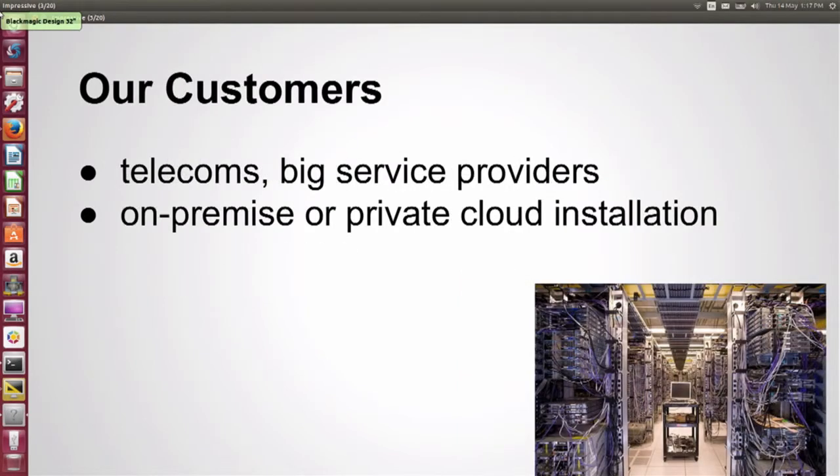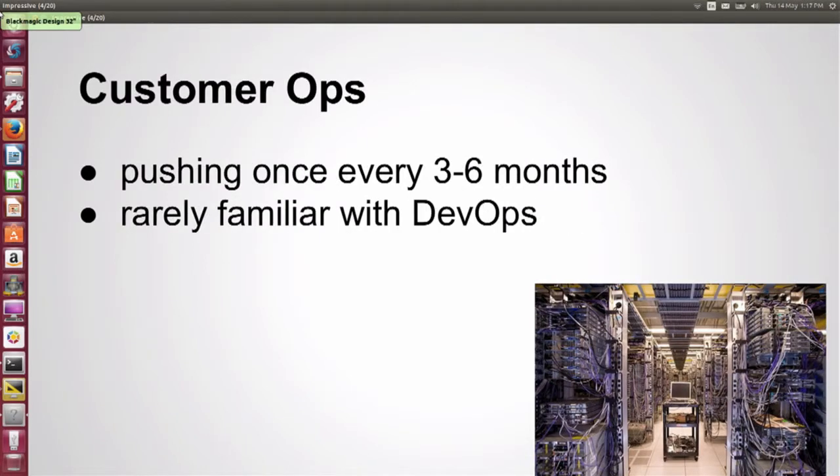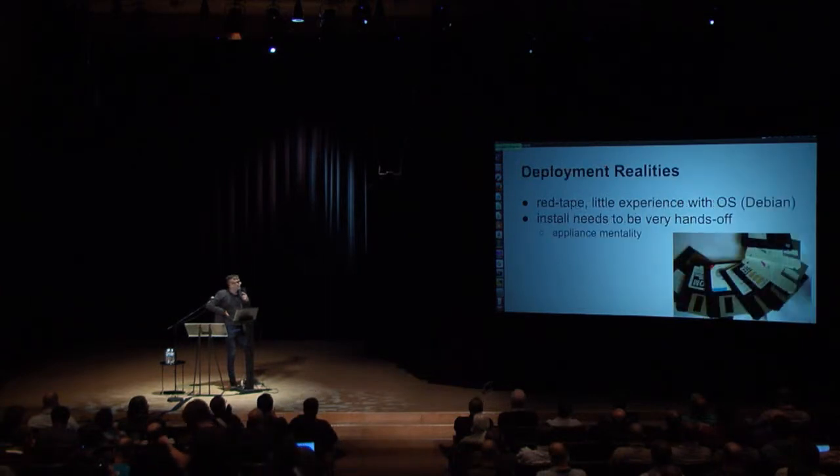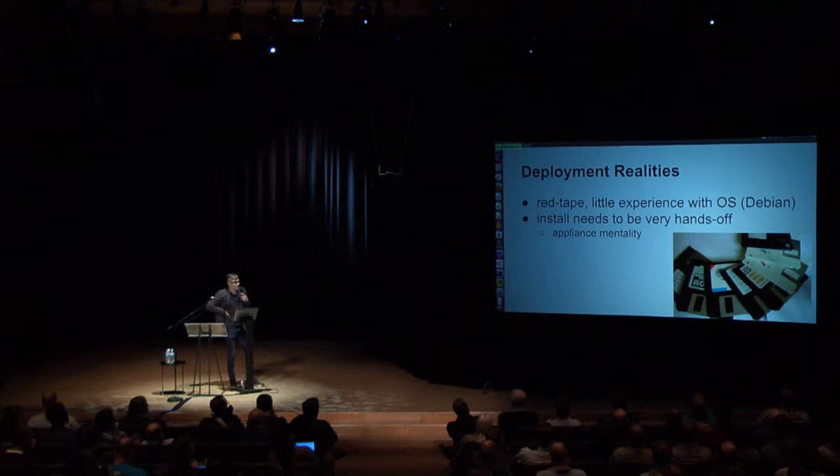Our customers are basically telecoms and large service providers selling video conferencing services. They all have data centers, so we deploy on-premise and to private cloud exclusively. What that means is some interesting stuff for ops. They are pushing production upgrades maybe once every 3 to 6 months. Very conservative, barely familiar with DevOps, a lot of network admins, that's the mentality. That means a lot of red tape, not a lot of experience with our supported OS, which is Debian-ish Ubuntu. And the install needs to be very hands-off, with an appliance mentality.